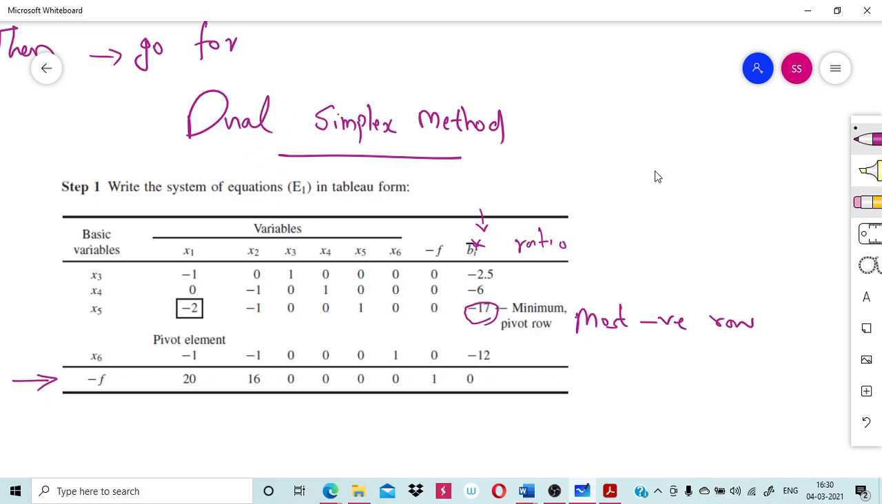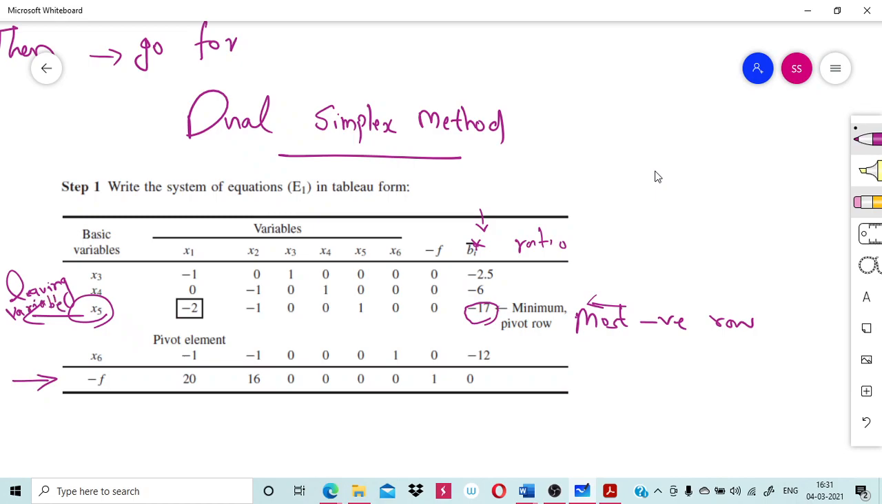That means minimum negative value, you can say. So that row is our most negative row, and this row corresponds to the leaving variable. If you go to the basic variables for this row, you will get x5. So x5 is the leaving variable.